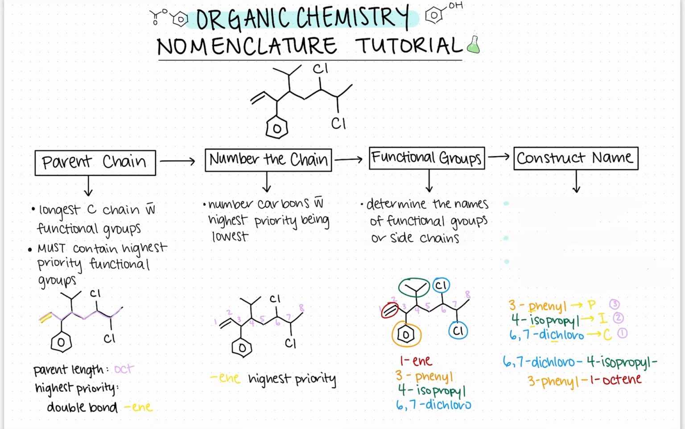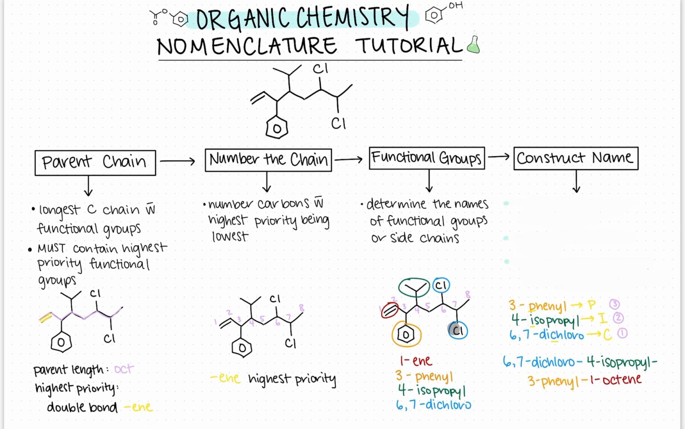Next, you want to determine the names of your functional groups or side chains. So we've identified 4 functional groups or side chains in this case. We've got a phenyl at position 3, we've got an isopropyl at position 4, and then at 6 and 7 we have chloro, and remember there's 2, so it'll be known as dichloro.